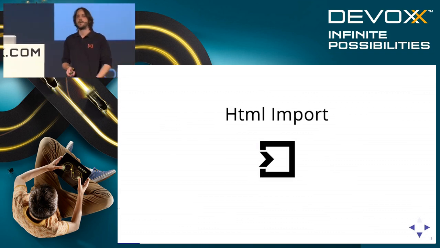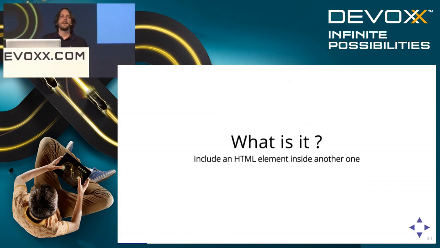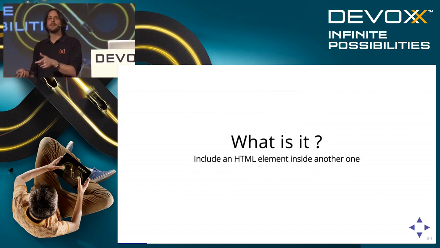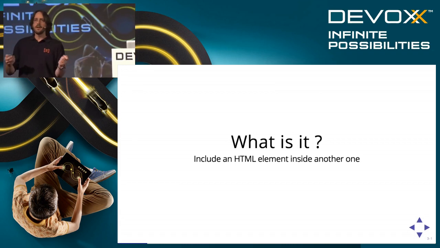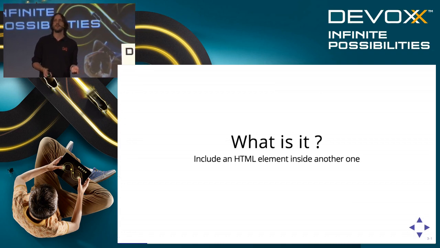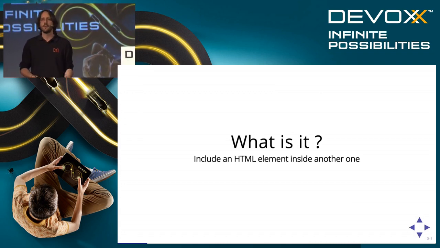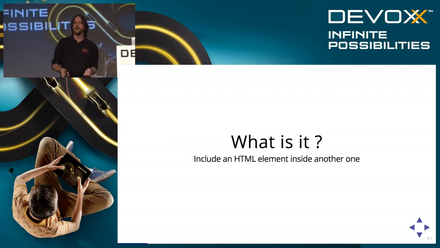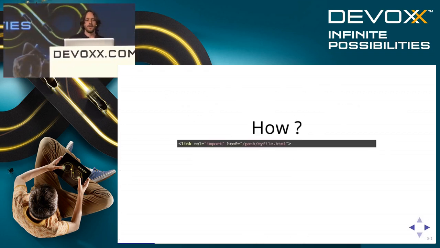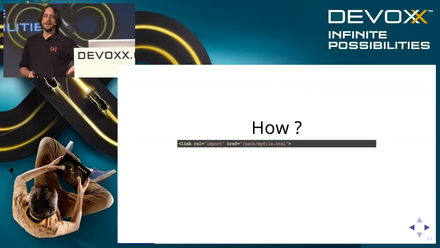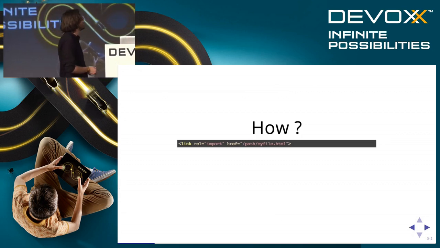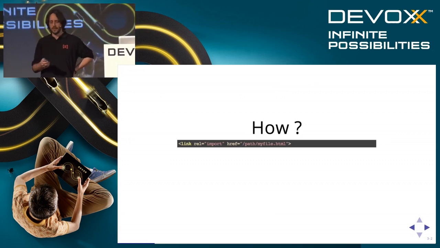The first one is the HTML import specification. It's a simple way, in fact, to include an HTML element or an HTML page into another one. This is something you can do with JavaScript, you can do it with CSS, but you are not able to do it with HTML. I'm not talking about iframe or something like that. I'm talking about a real way to include an HTML element into another one. And this is a pretty good thing. It's really simple. Look at this. You just have to use a link tag, and you set the rel attribute with the import value, and then you just have to set the path of the page you want to import.